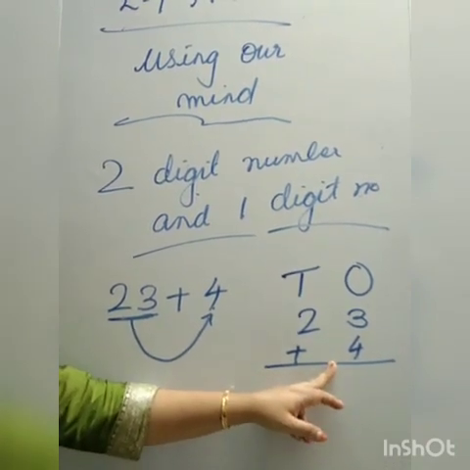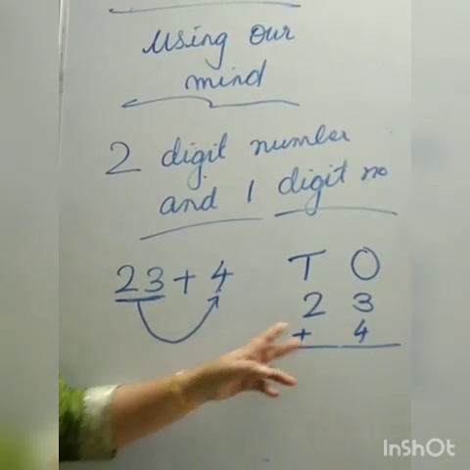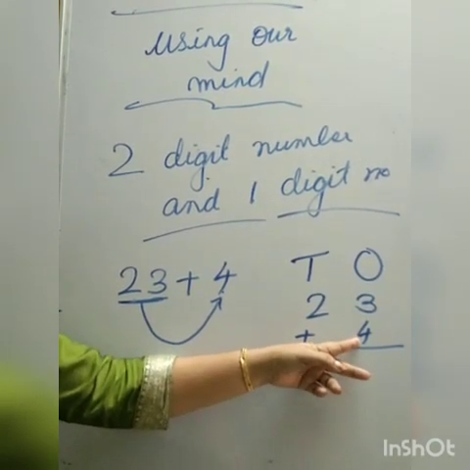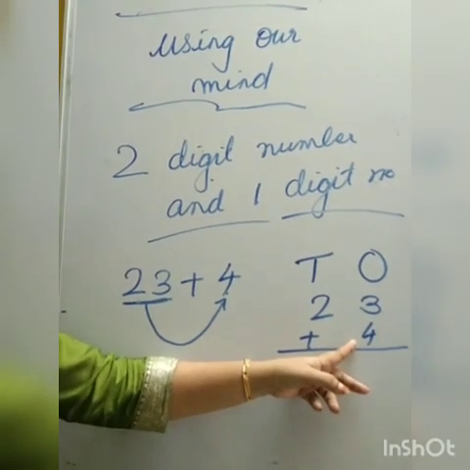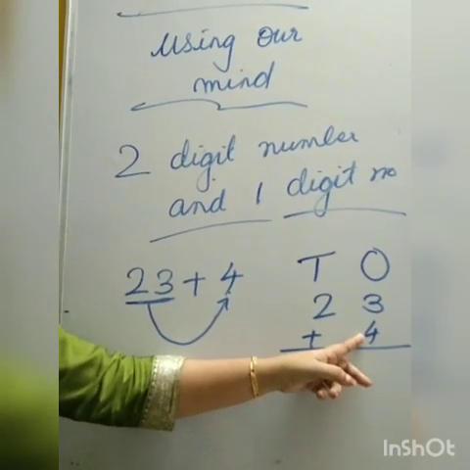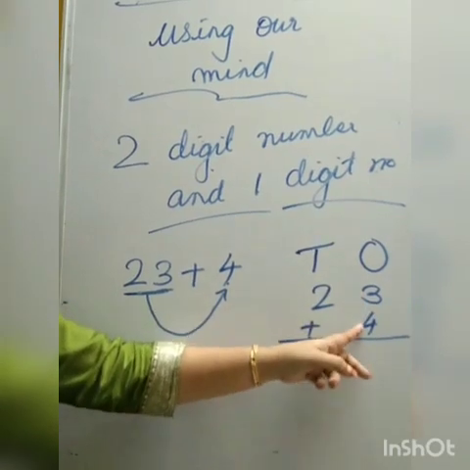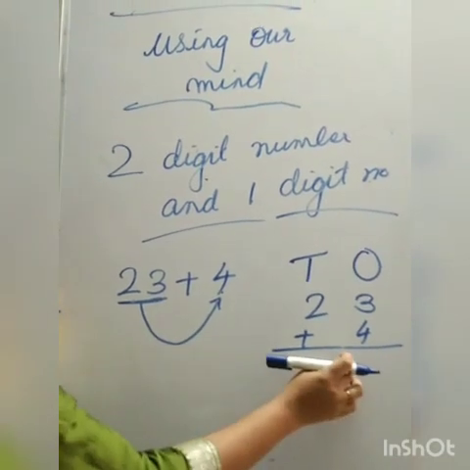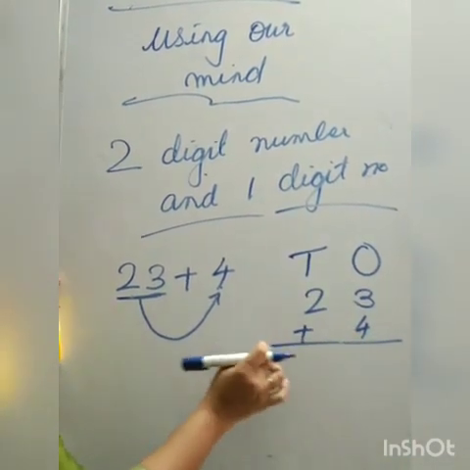When a number is in one digit, the number is in the ones place. Listen, when a number is in single digit, it is in the ones place. Here I have written 4 in the ones place. Now addition always starts in the ones place. We will add the ones place first.